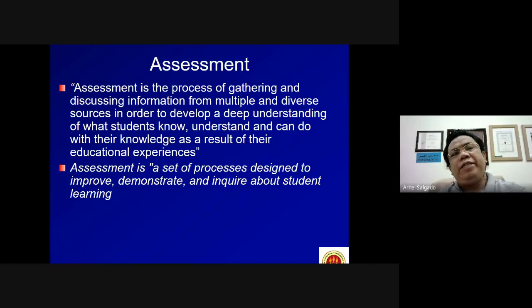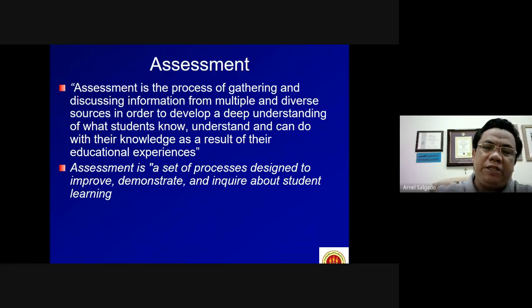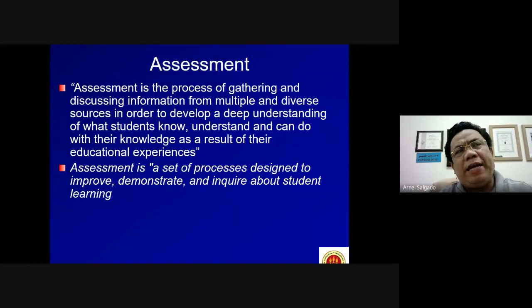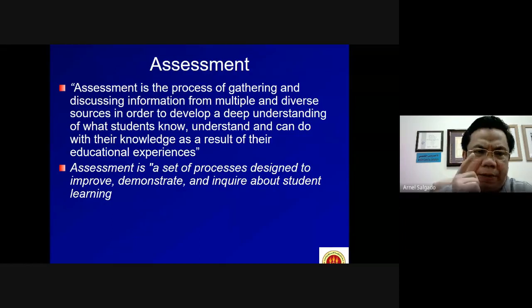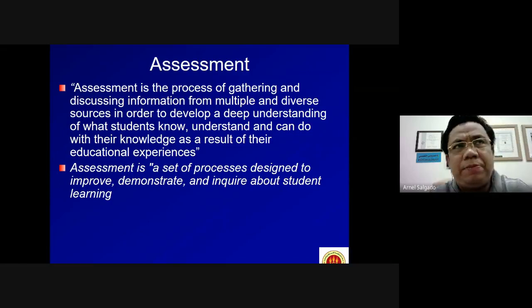Now, moving forward, assessment is a set of processes designed to improve, demonstrate, and inquire about student learning. We are going to look into student learning all the time. That is the primary consideration that we always need to take note of as teachers. We have to look into how much achievement the student has. There is no good teacher if the students are not learning anything from the class. The basis of actually telling that the teacher is good is when the learning process takes place, when students acquire knowledge and use knowledge in their decision-making process.